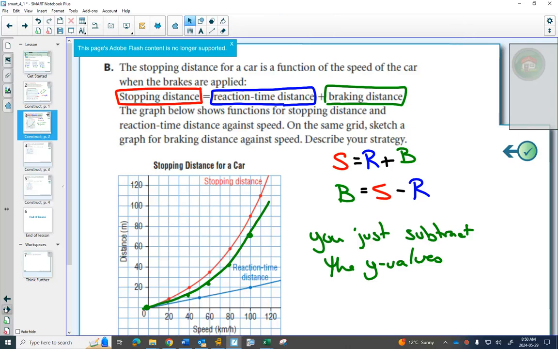Yes? You just subtracted the y values of the red and you hit the green? That's right. So this is an example of subtracting graphs. When you're adding graphs, you just add the y values. Now we're just subtracting the y values of the graph.